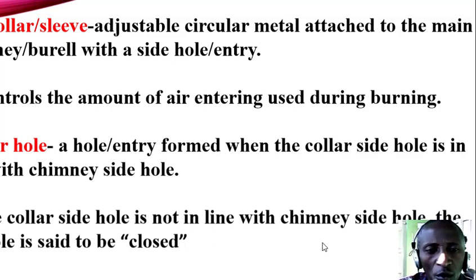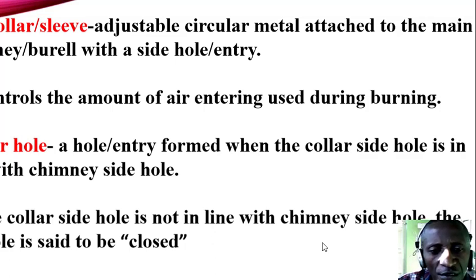Number 1, we have the jet. A jet is a hole through which the laboratory gas enters the Bunsen burner. So we have a tiny opening through which the laboratory gas enters into the burner at very high pressure.